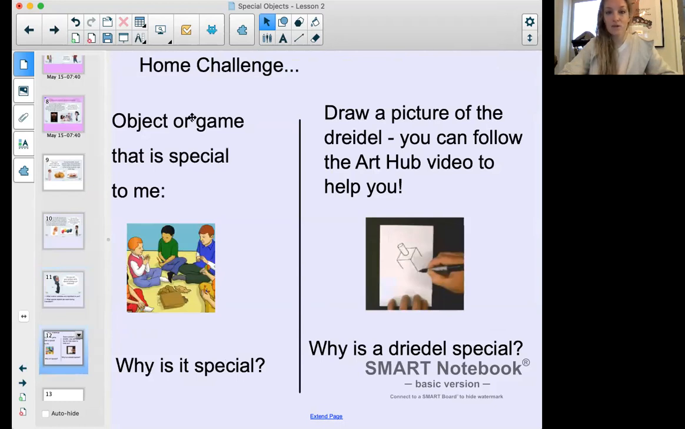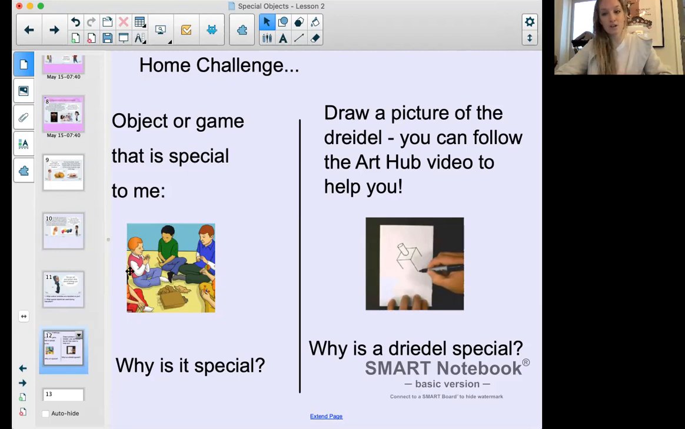All right, and looking for your at-home challenge, and this is what I'd love to see a picture of when you send your work in. On one side of a piece of paper, can you draw or write about an object or a game that is special to you? The picture I've included is Pass the Parcel, because Pass the Parcel was a game that we played at birthday parties when I was a little girl. So it's a special game that always makes me think of a holiday, which is a birthday.